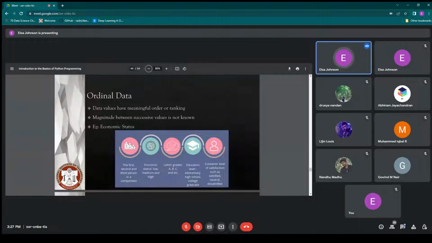Now the 4-star comes below that, 3-star comes below that. So that is a particular data which has an ordinal value. Okay, that is the ordinal data. It has a particular rank.